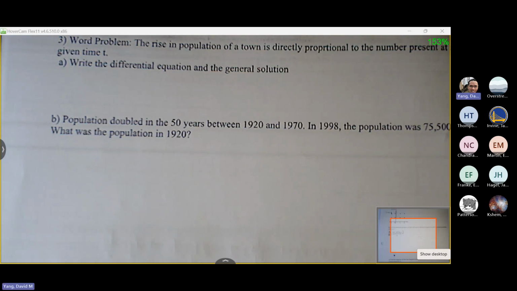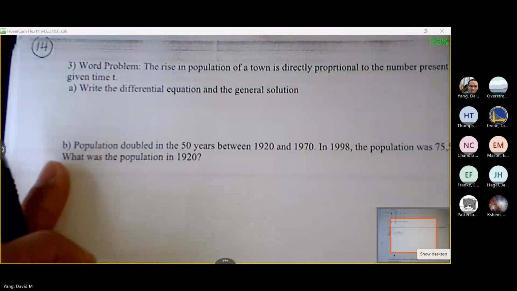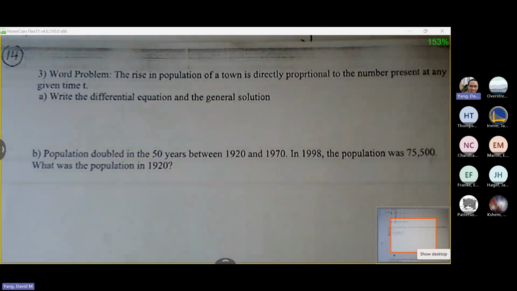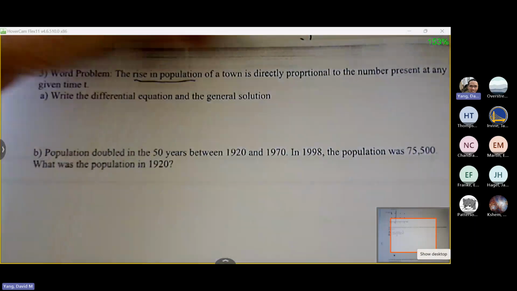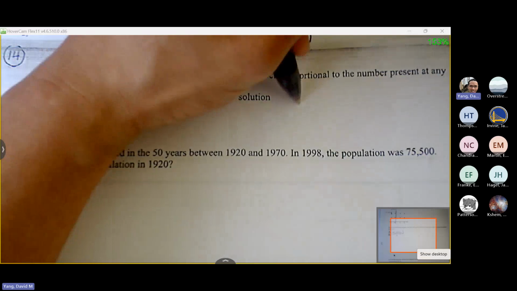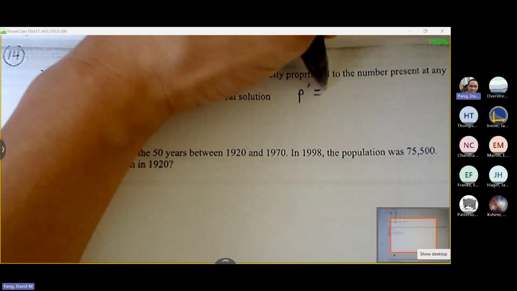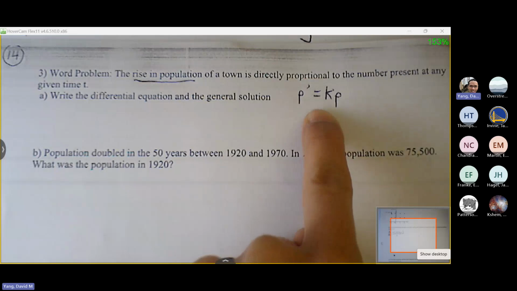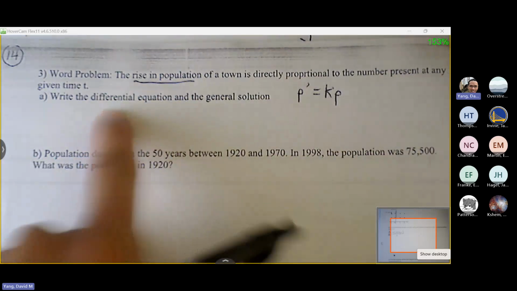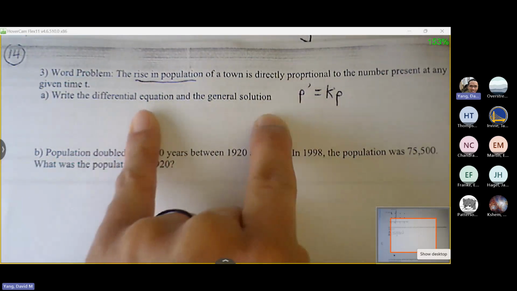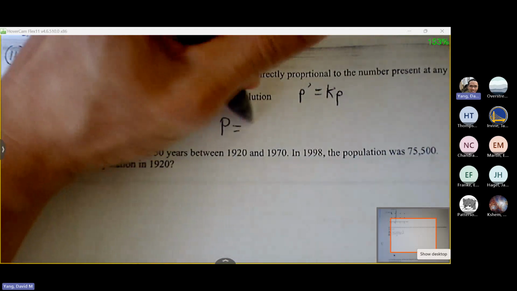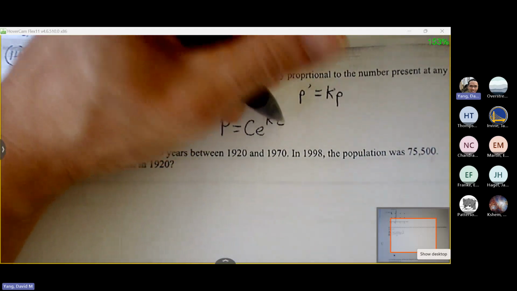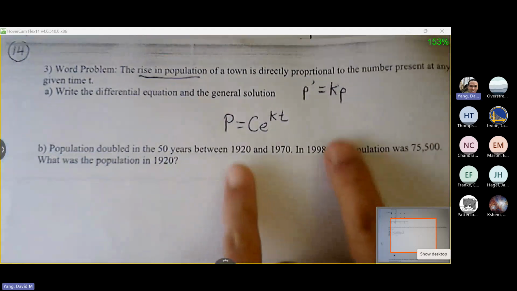All right, 14. Page 14. The rise in population of a town is directly proportional to the number present. So rise in population, that's a rate, so that's P prime, is directly proportional to the population. So it's always going to end up being these equations. You know that your differential equation is that P prime equals KP, and your general solution is always going to end up. So we're skipping the calculus because we know where it leads.